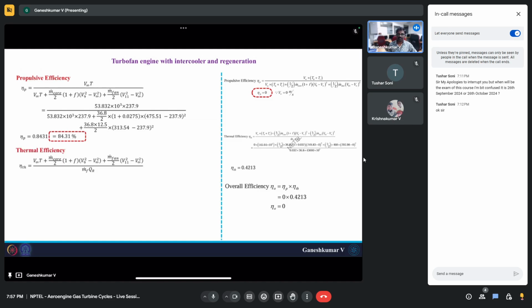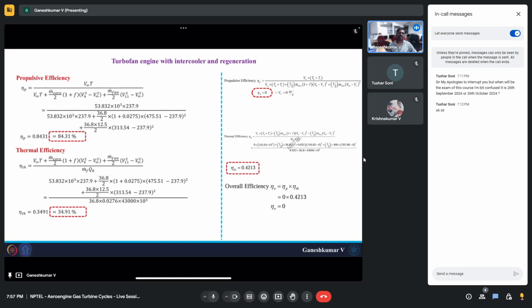And thermal efficiency, we know, is the total change in the kinetic energy of the air streams divided by the heat input to the system. If you substitute these numbers, you will end up having a thermal efficiency of 34.91 percent, and the overall efficiency will be around 29.43 percent.